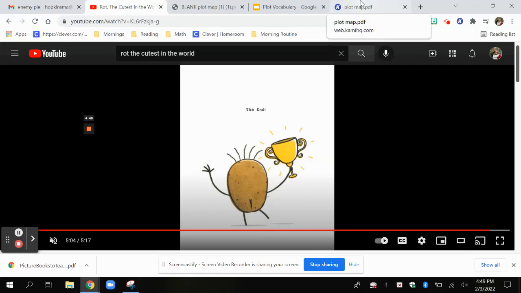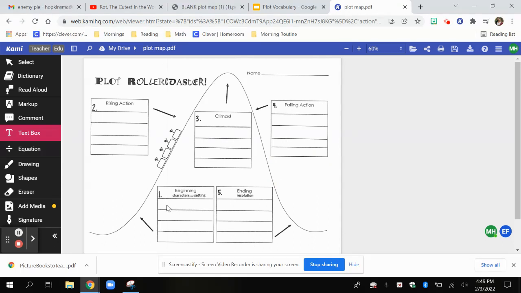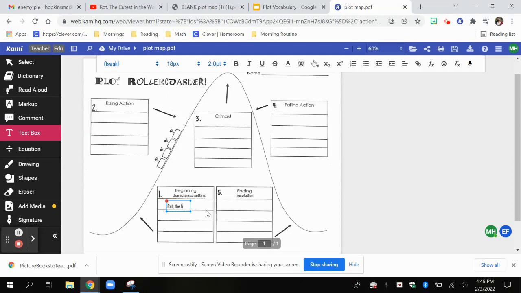So let's go ahead and look at our beginning. I want you to take a couple seconds right now. Think of the characters and the setting in the book. Tap that brain while you think of those. I'm going to put my finger out for each one I can think of. Rot, the bunny, the cat, and the jellyfish. And that setting is they're at a contest. So I'm going to write that. I'm going to say Rot, the bunny, the cat, and the jellyfish are all in a contest, a cutest in the world contest.